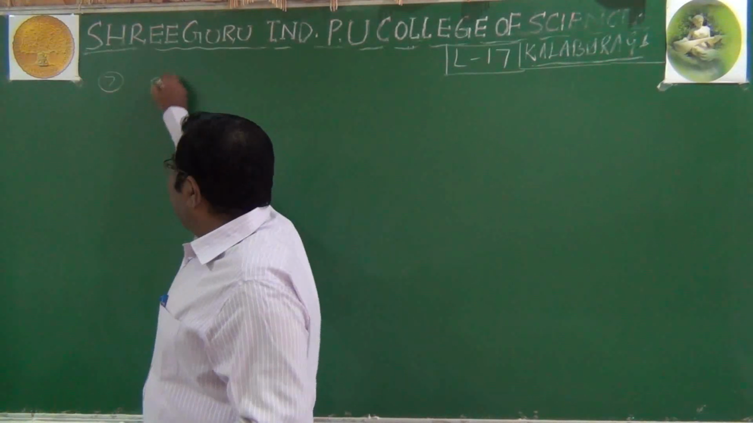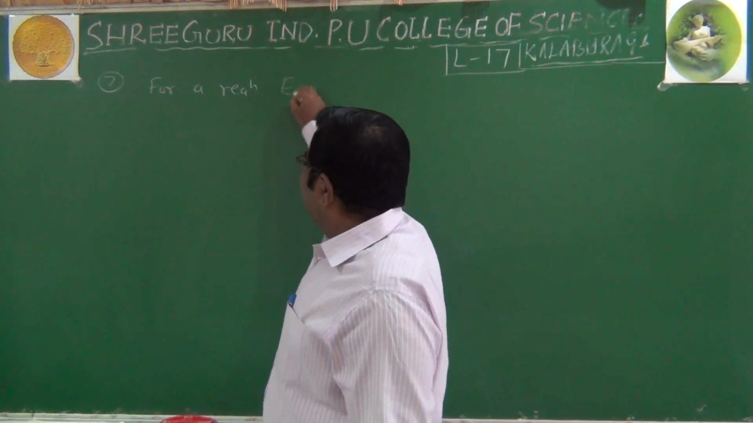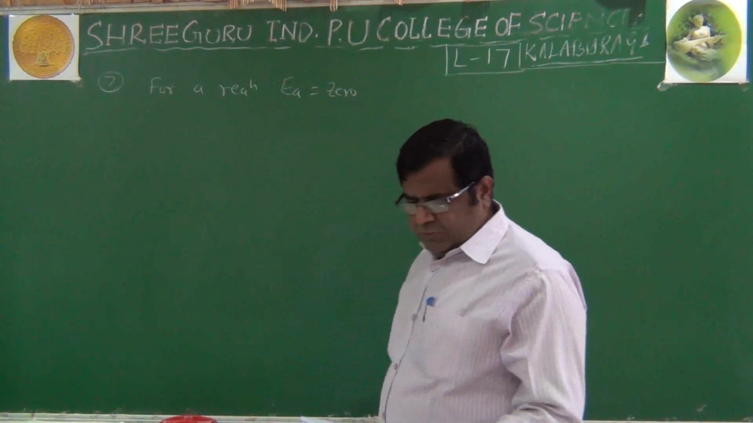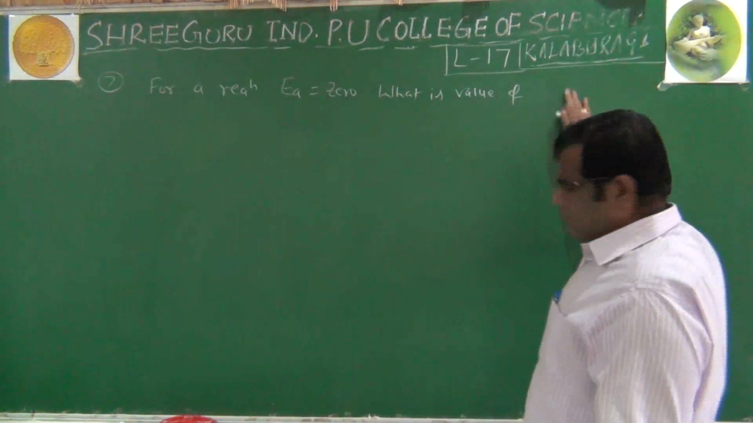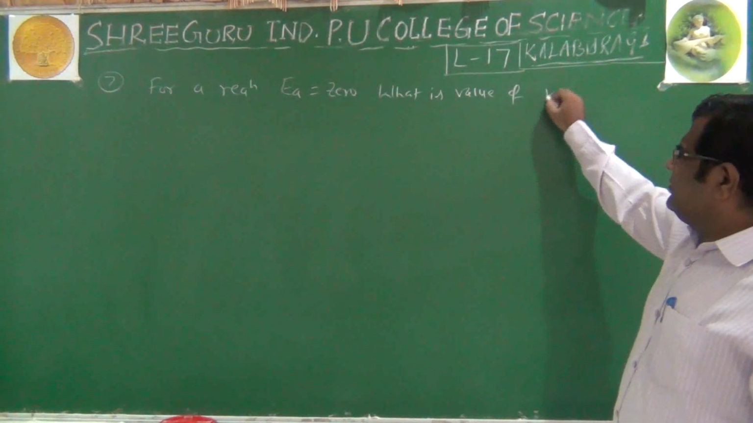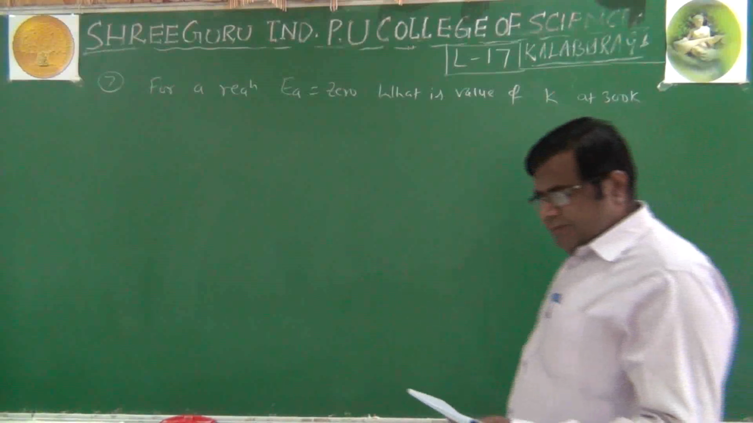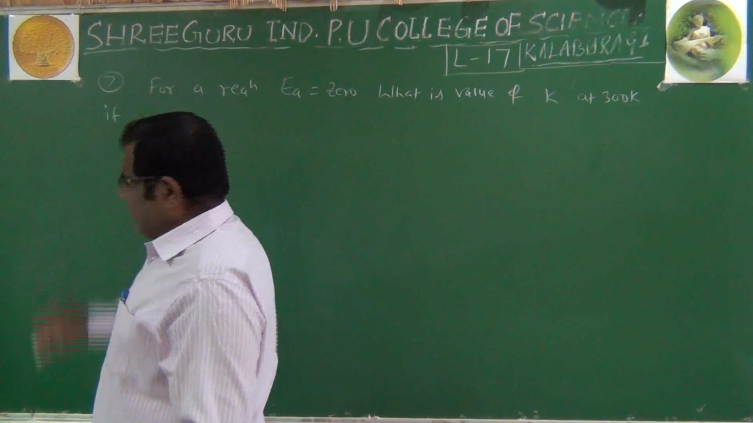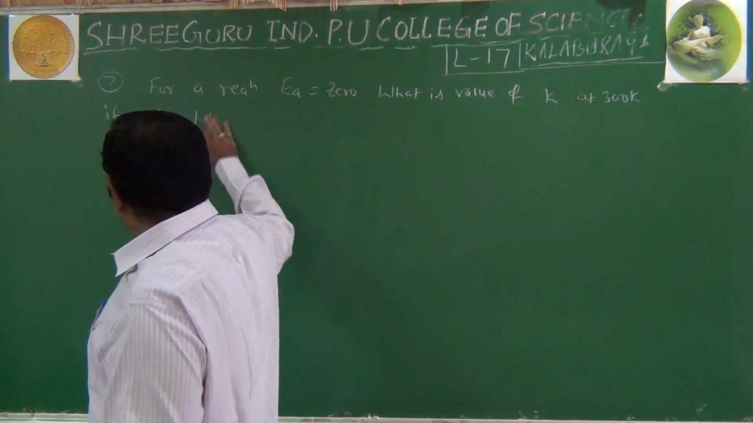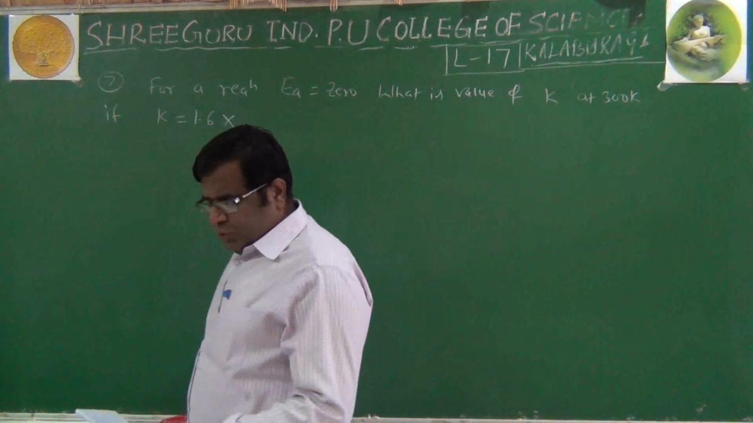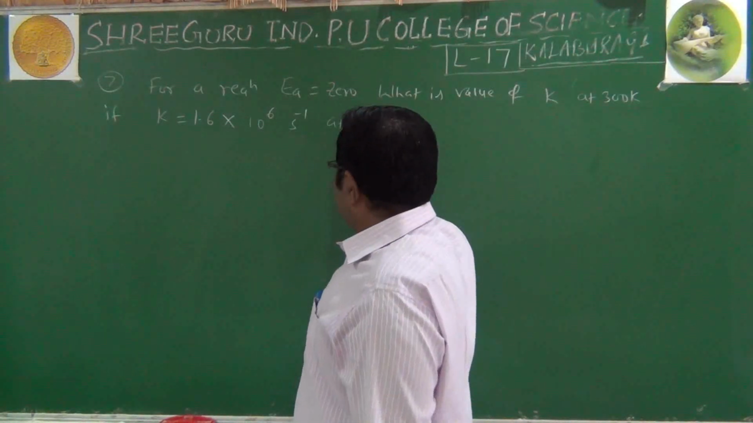For a reaction, activation energy is 0. What is the value of rate constant at 300 K if K equals 1.6 into 10 raised to plus 6 per second at 280 K.